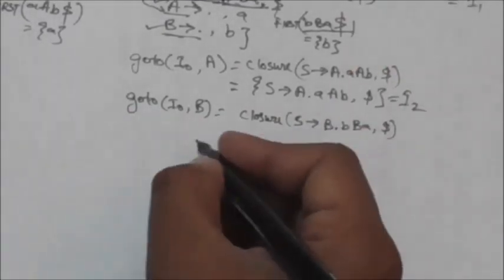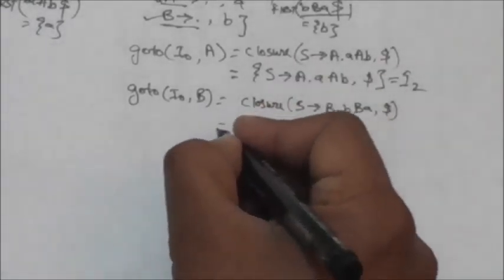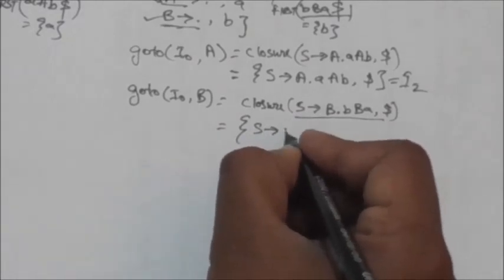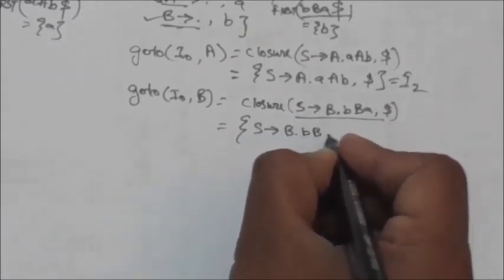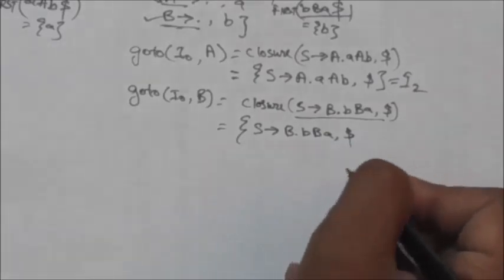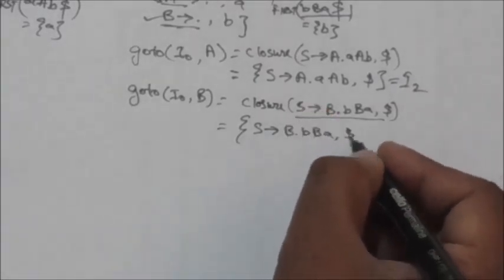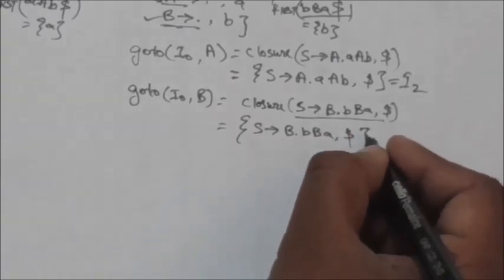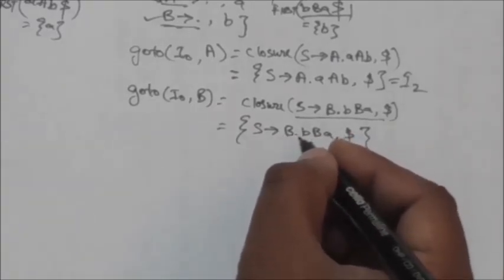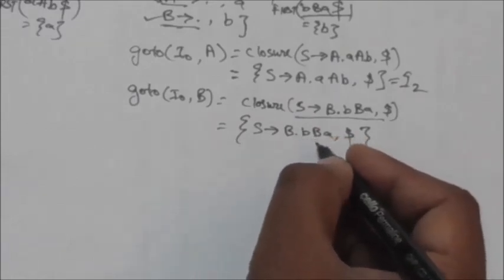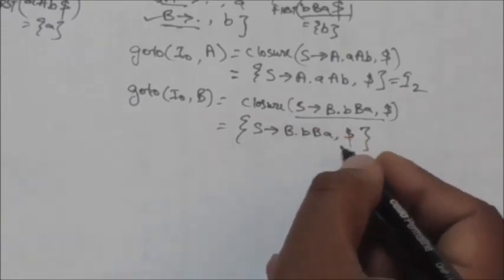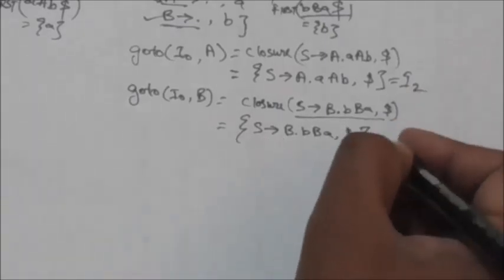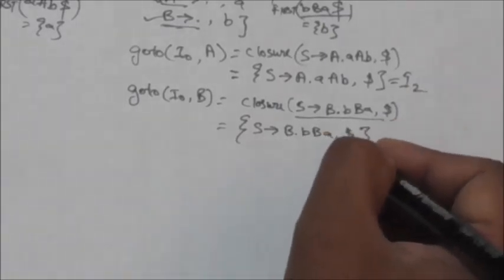So goto(I0, B) will be the closure of this item. First of all, that item itself will be added in its closure: S derives B.BBA, dollar. Now we have added this item. Now we will check the position of the dot. You can see that the dot is not followed by any non-terminal symbol, so we cannot add any more items in this set. So this set will have only one item.